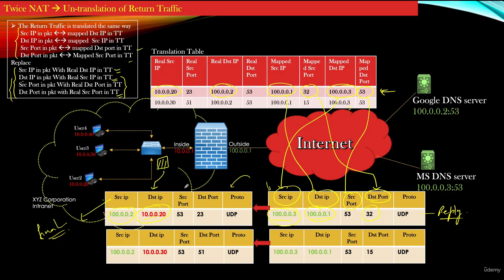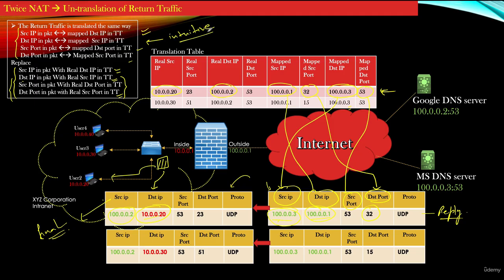It will have these fields, and depending on the destination IP address, this packet will be routed by the XYZ Corporation intranet to the right user, right? So you can see this algorithm plays a major role in performing untranslation. If you look into this translation table and think about it, then you would find that this algorithm is quite intuitive or obvious.